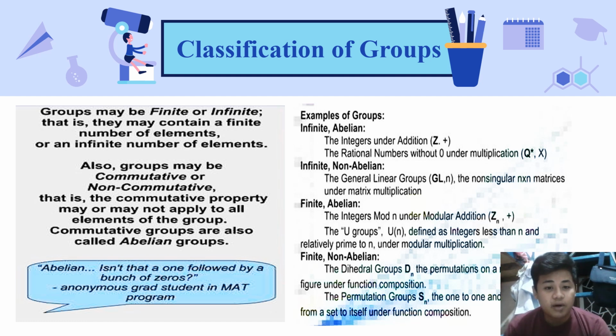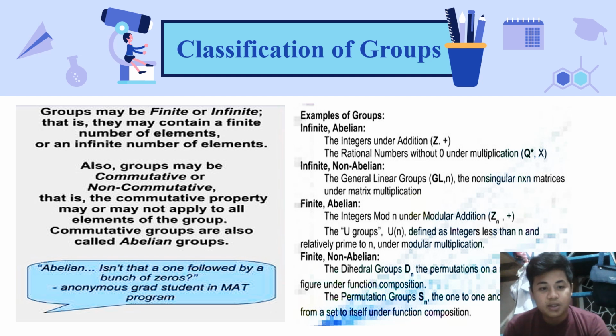Groups may be finite or infinite. That is, they may contain a finite number of elements or an infinite number of elements. Also, groups may be commutative or non-commutative. That is, the commutative property may or may not apply to all elements of the group. Commutative groups are also called abelian groups. Examples of groups.